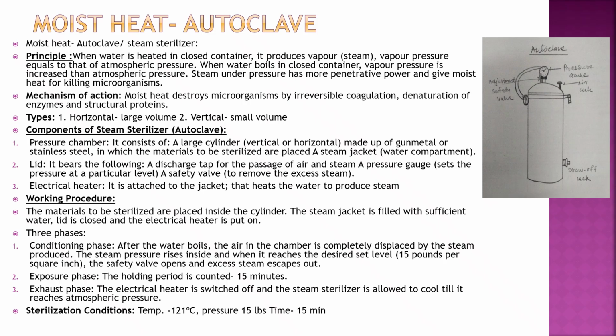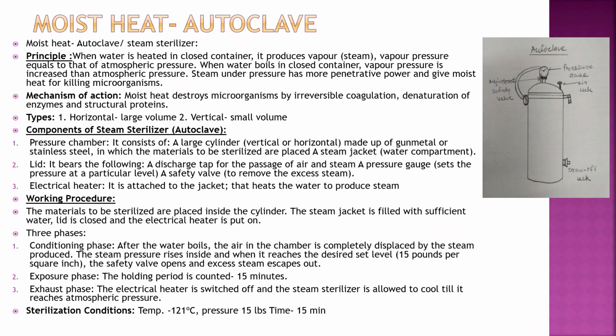The mechanism: killing of organisms by irreversible coagulation and denaturation of enzymes and proteins. The types of autoclave are horizontal, when it is for large volume, mainly used in the CSSD department, and vertical, for small volume, used in most laboratories. The components: there are three main components: pressure chamber, lid and electrical heater. The pressure chamber consists of a large cylinder, either vertical or horizontal.